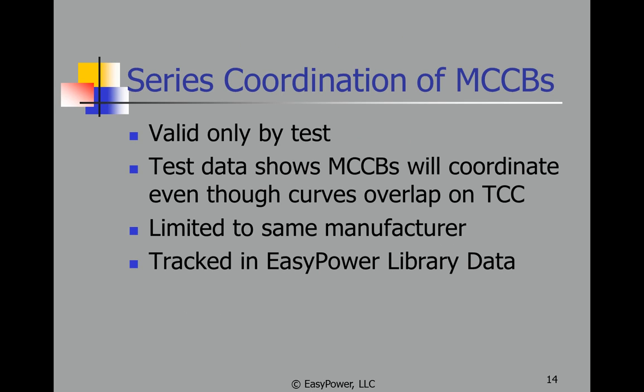The series coordination is only valid by test, and so we get test data from the manufacturers. So basically, you're limited to the same manufacturer for the upstream and downstream device. I don't think anybody's going to test a GE breaker upstream and any Cutler Hammer breaker downstream, as far as I know. We do try to track this in the library, but again, we're limited to the data that we get from the vendor manufacturer.